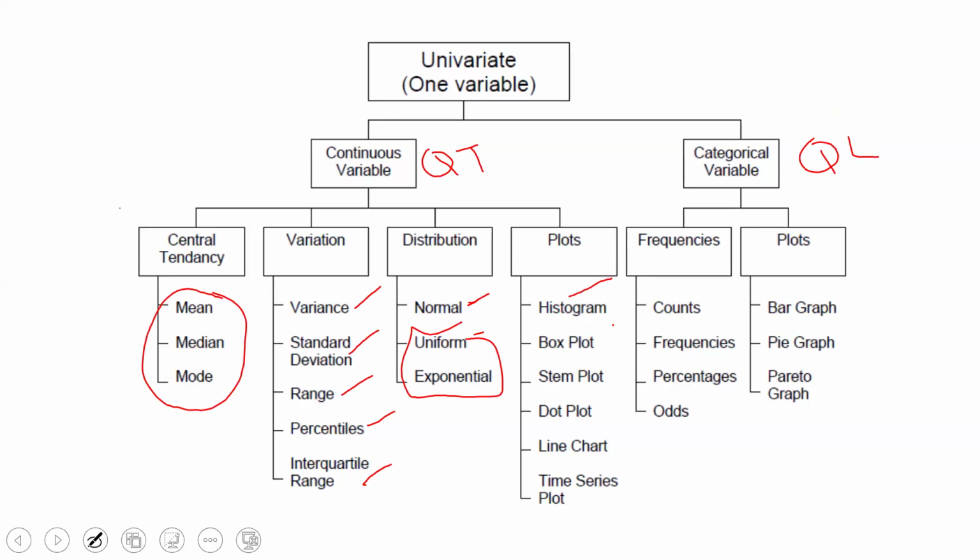We spoke about histogram, box plot, stem plot, dot plot, line plot, and time series. And for the tables, this is table frequency. We have the count, the frequency percentages. We didn't talk about odds here. And then for the plot, again, that's for the categorical variable. We spoke about bar chart, pie chart, and Pareto graph. This was our last class.